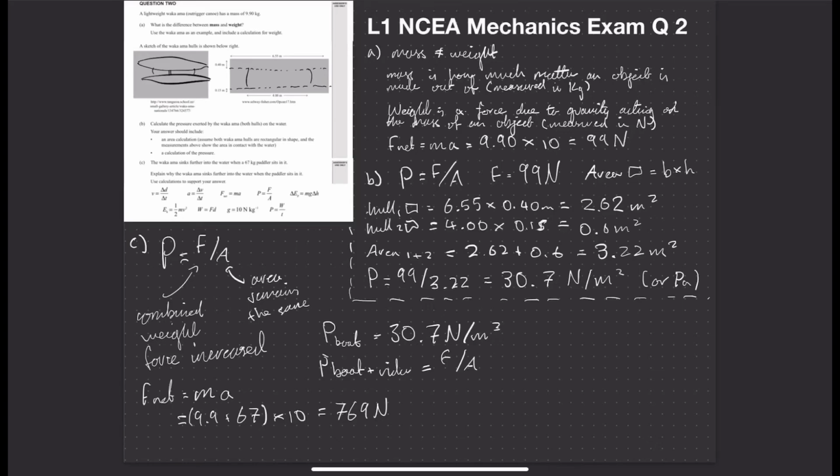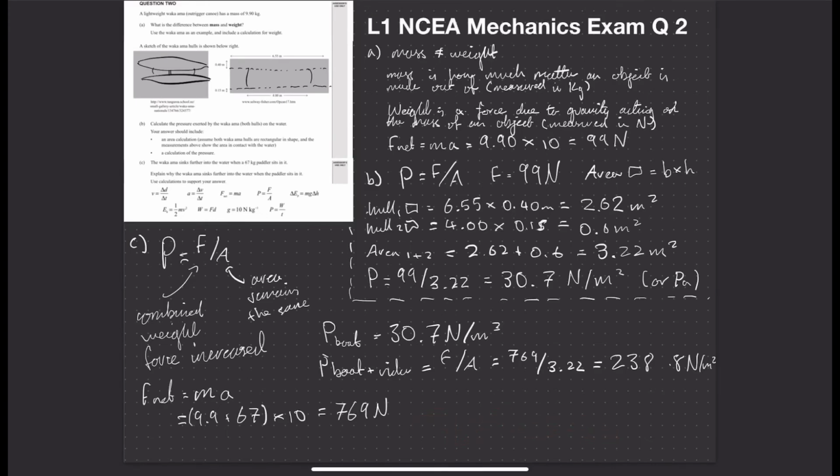So we're going to use this number here in our new calculation, and we're going to say that it equals 769 newtons over the same area we calculated, which is 3.22, and we get 238.8 newtons per meter squared, which is quite obviously a lot larger than 30.7. So we're going to say a few things, and again, I'm not going to write them out because I have very limited space, but you've got plenty of space.